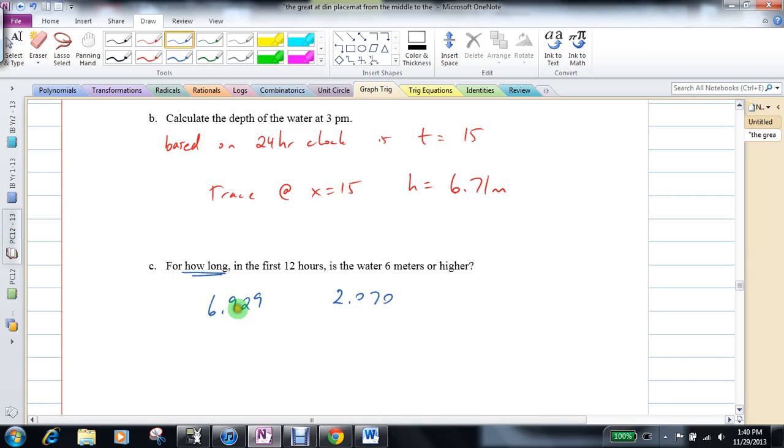Well, at 6.9 hours, it's above 6 meters. At 2.0 hours, it's above 6 meters. How much time is in between there was going to require us to subtract. And it is above 6 meters for 4.858 hours. Again, I found this by plugging in y equals 6 and doing second calc intersect 2 different times. Once to find 6.929 and once to find 2.070.